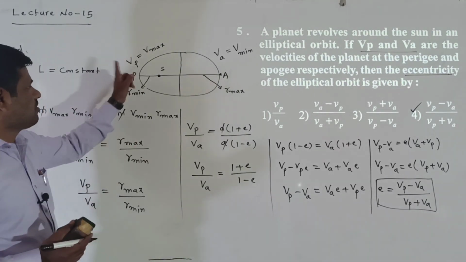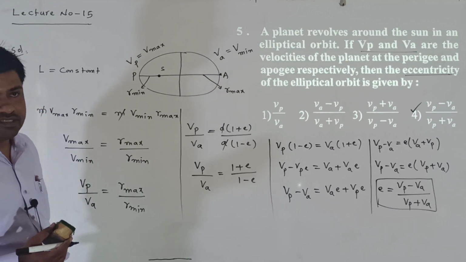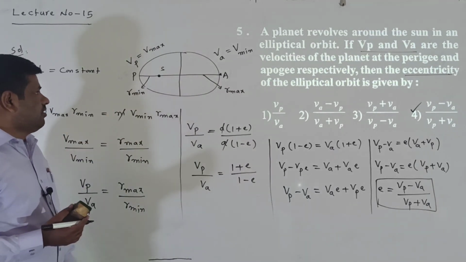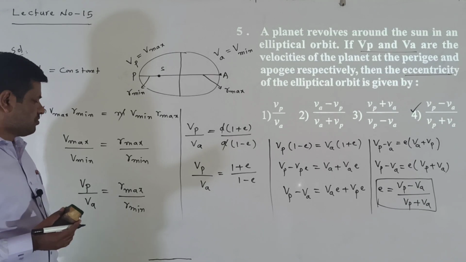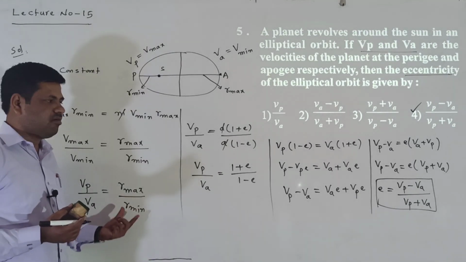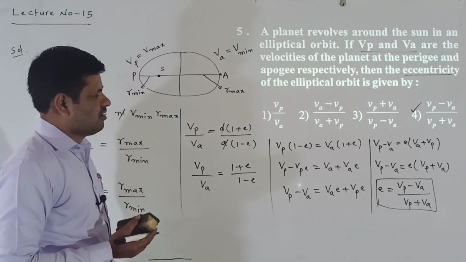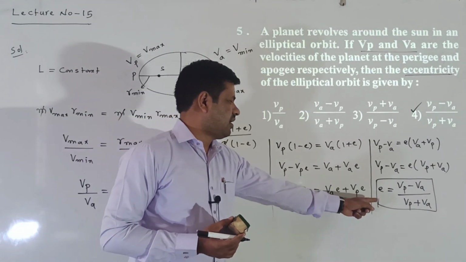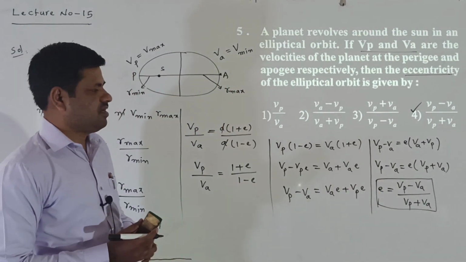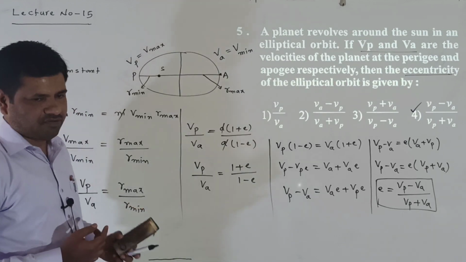But V maximum is equal to VP, that is given here, and V minimum is equal to VA. We are substituting here. Already we know the R maximum value and R minimum value. From this we are getting the final eccentricity equal to (VP minus VA) by (VP plus VA). This is the 5th question.